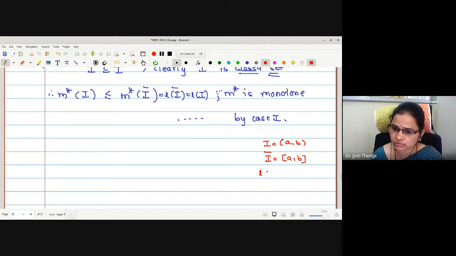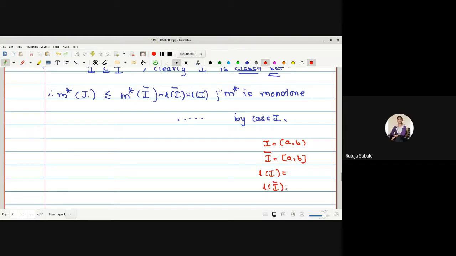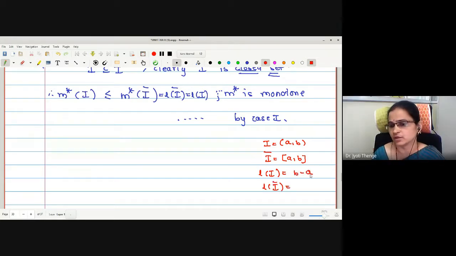What about the length of both? What is the length of I? Length of I is B minus A. Length of I closure is also B minus A. Therefore, these two values are going to be the same. Therefore, we have written here length of I closure is equal to length of I. Right?